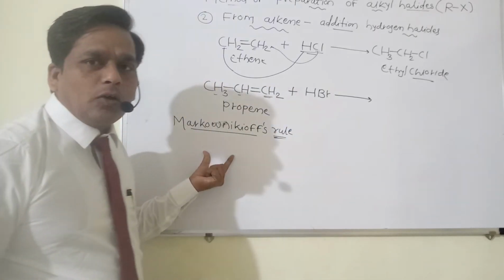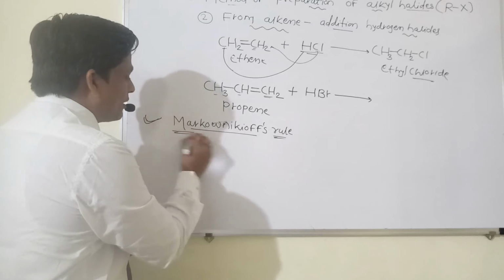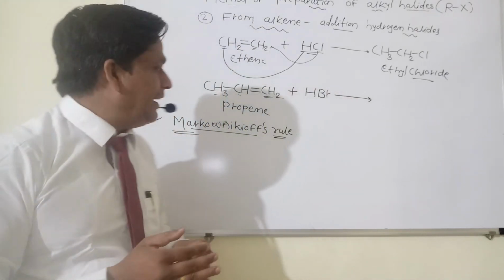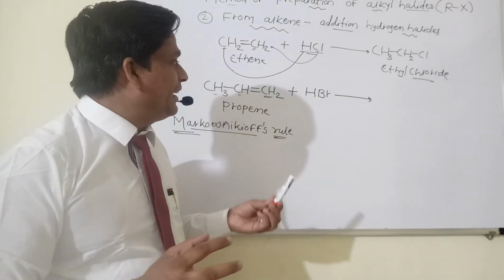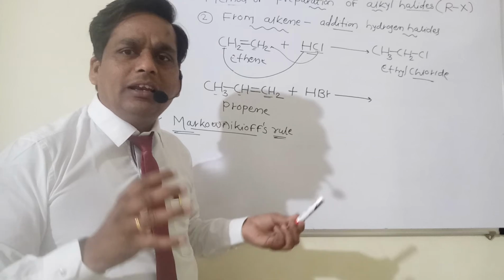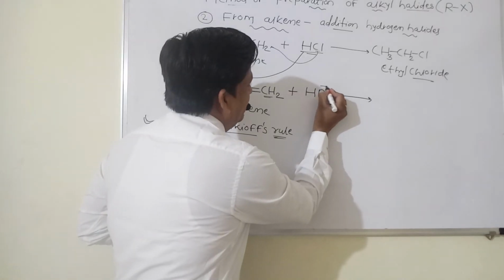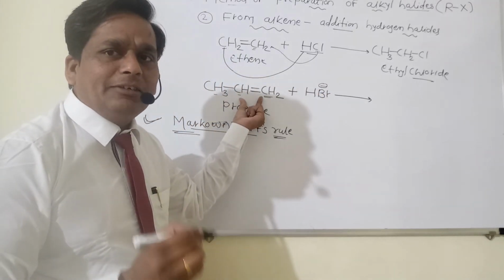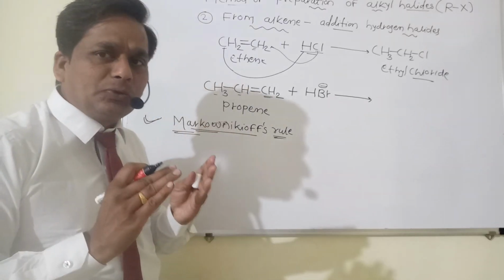So according to the Markownikoff rules, what are the Markownikoff rules? First of all, we see the Markownikoff rule. It states that when an unsymmetrical reagent adds to an unsymmetrical alkene, the negative part of that reagent will get attached to the carbon of the alkene which carries the fewer hydrogen atoms. Once again I repeat the Markownikoff rule.